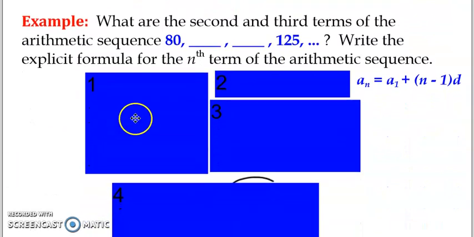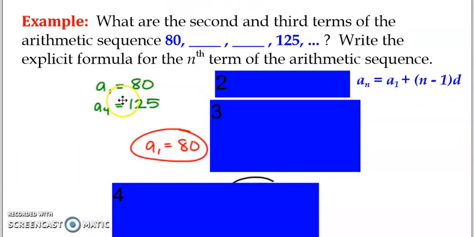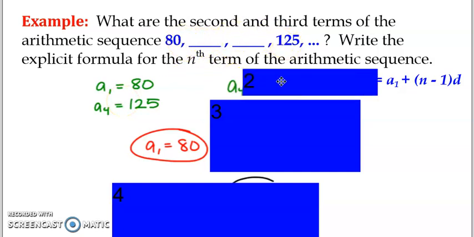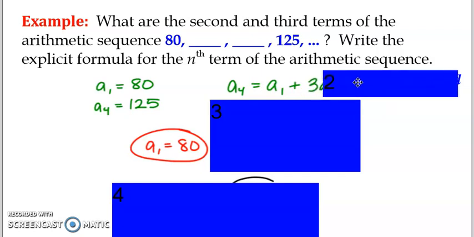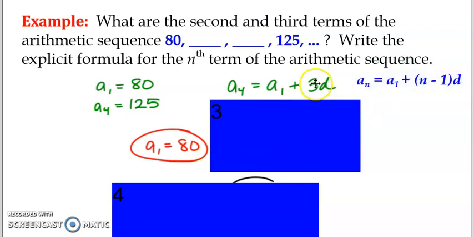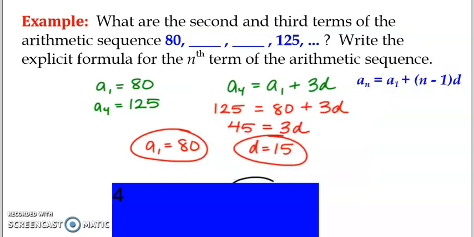This example is going to be the exact same, right? I know my first term, I know my fourth term. To get my fourth term, I'd start off at 80, and then I would add 3 common differences. I would take 3 steps to get there. If you're ever confused on what this little number should be, it's always going to be the difference between these 2 subscripts. 4 minus 1 is 3. And that actually holds true for our initial formula. n minus 1 is n minus 1.